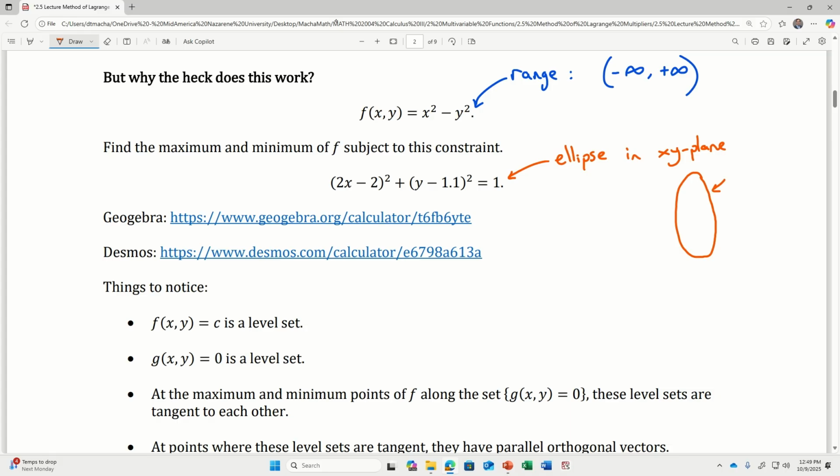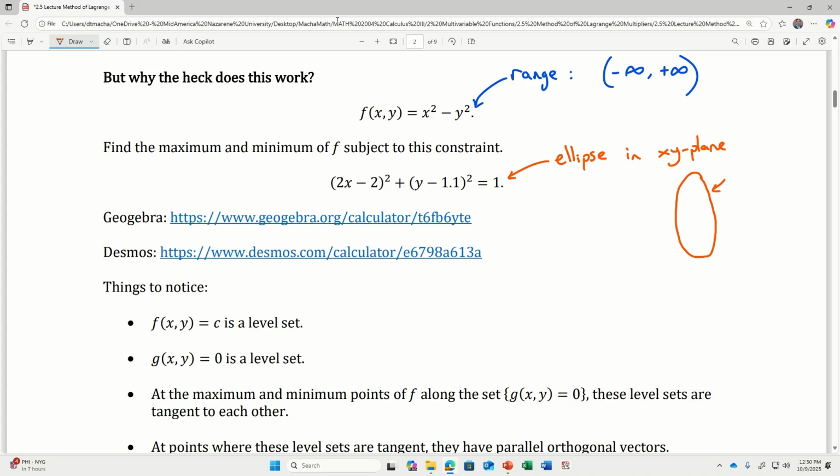And out of those x and y coordinate pairs that lay on this ellipse, which one of those is going to give me the maximum value of my function, and which one of those points is going to give me the minimum value of my function? That's what I mean by, let's find the max and min of f subject to this constraint. It means only look at those points in the domain and figure out which one's the max and the min.